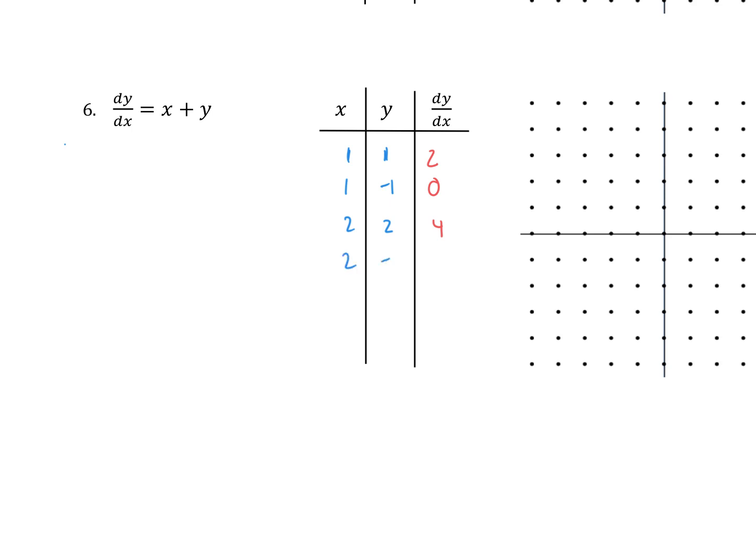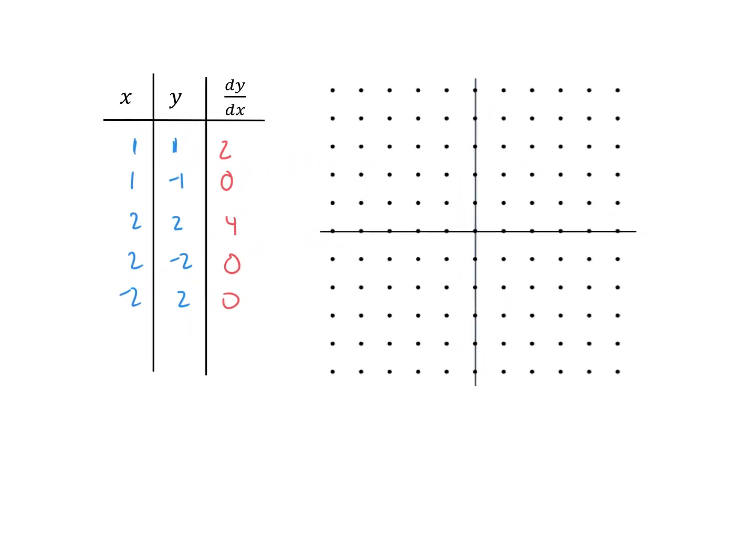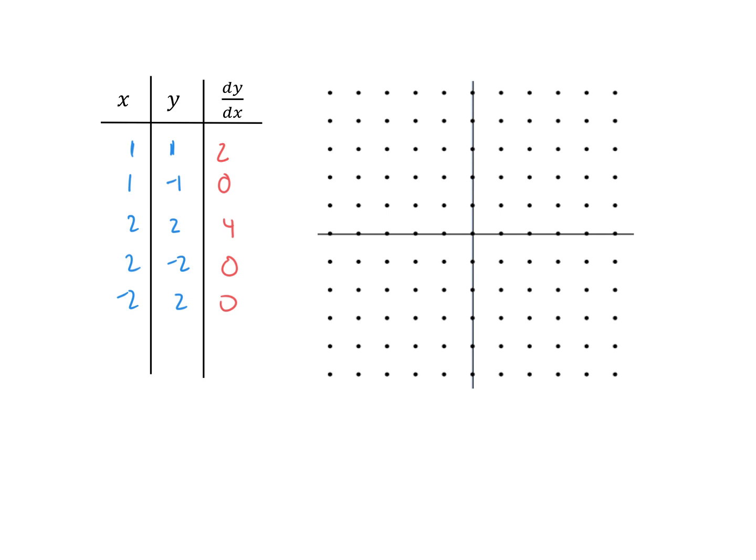But I am seeing a pattern that if I have 2 and -2, then I have a slope of 0 again. If I have -2 and +2, I have a slope of 0. When x and y have opposite signs, then the slope is 0. And I'm actually going to start by trying to graph that, when x and y have opposite signs. So that would be, and let's just find those. 1, -1 is right here. 2, -2, 3, -3, -2, +2, -1, +1.